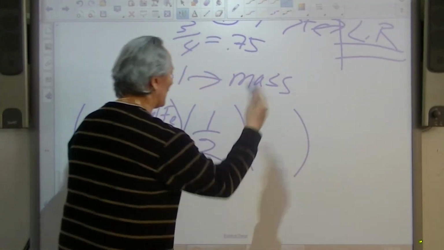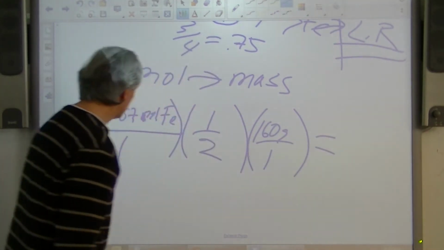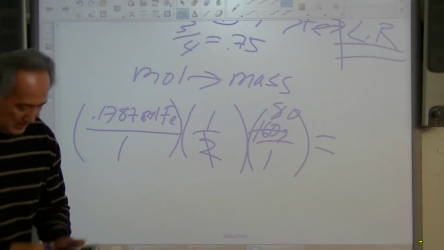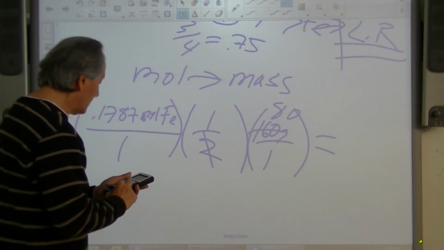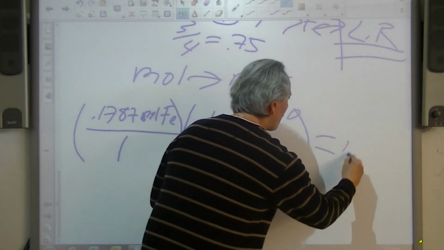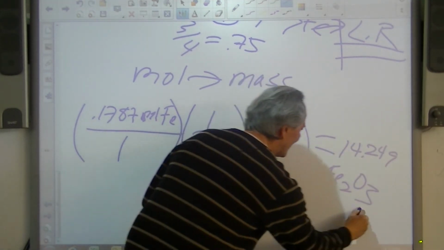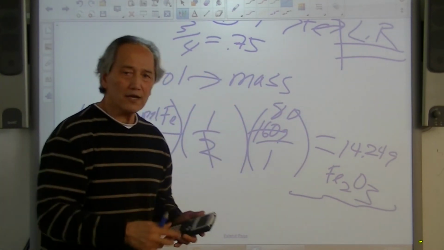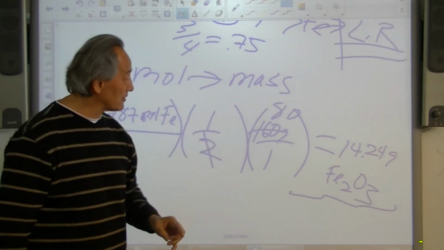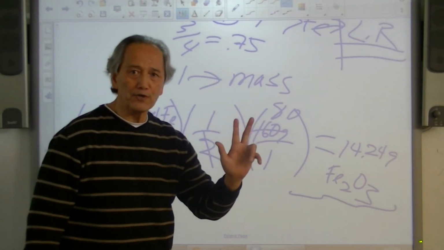Then I'll multiply by the molar mass of the iron 3 oxide, which is approximately 160 grams per mole. This could cancel out too. We've got 80 times 0.178, and that provides us with approximately 14.24 grams of iron 3 oxide. This is the amount of product that we produced from the original 10 grams of iron and 10 grams of oxygen, 14.24 grams of iron 3 oxide, and hence our third solution.